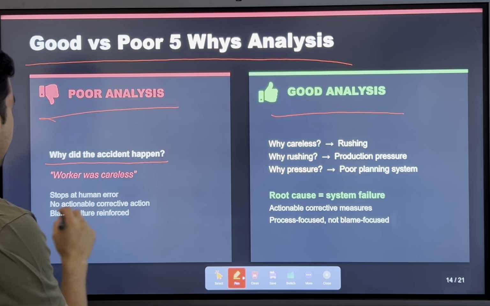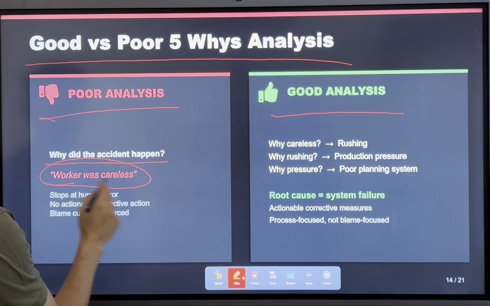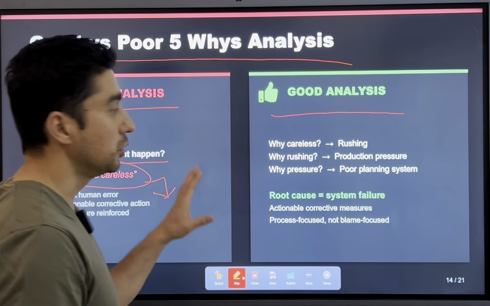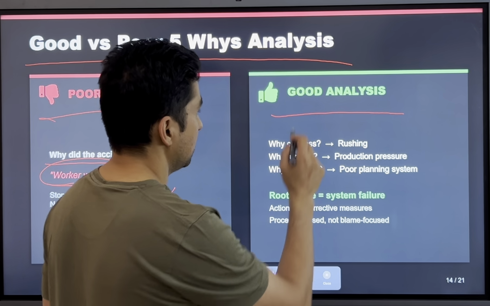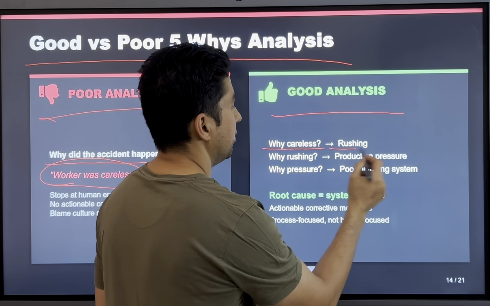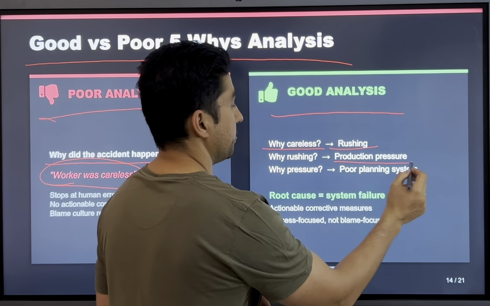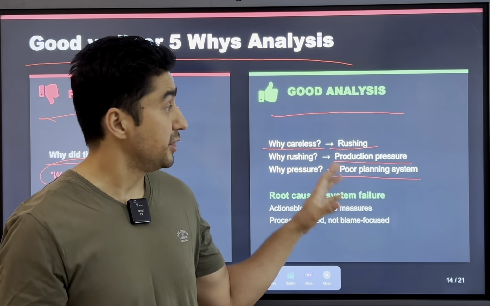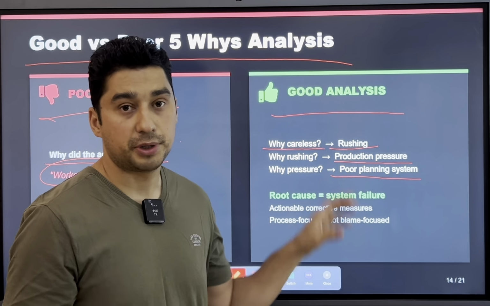Here you can see. Why did the accident happen? Worker was careless. Here you are simply blaming the worker. This is very poor 5 why analysis. Good one. Why careless? Rushing. Why rushing? Production pressure. Poor planning system. So this is the real and good sign of 5 why analysis.